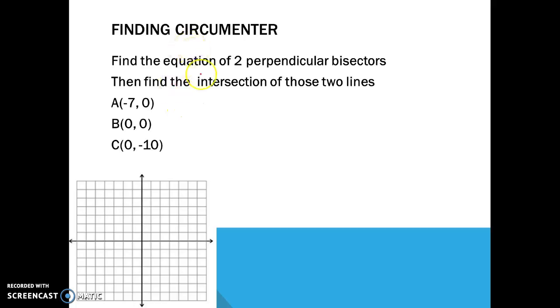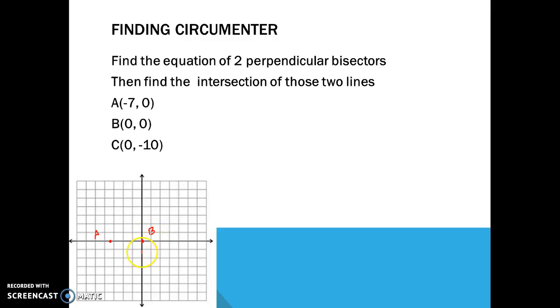Now, you can also find the circumcenter. Say you're given 3 points, and we're going to be given points A, B, and C. So what we're going to do is graph them, and we're going to have to count by 2. So 2, 4, 6. Here is -7, 0. So this is point A. B is 0, 0.